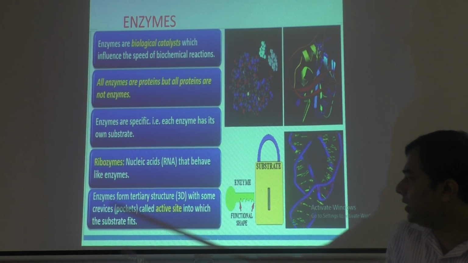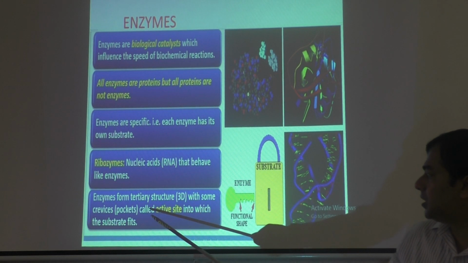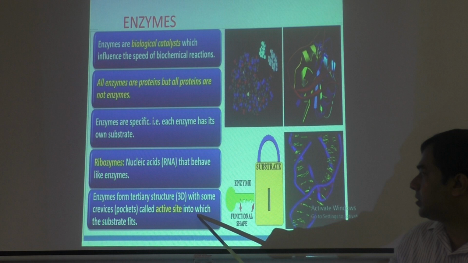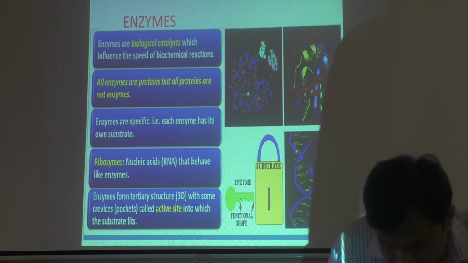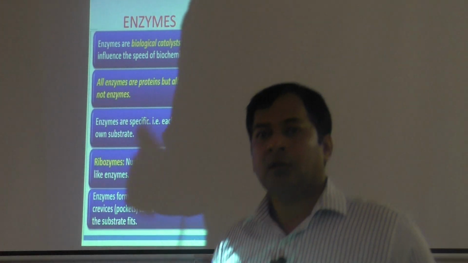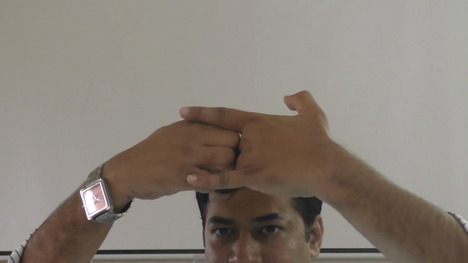Okay, so an enzyme forms a tertiary structure, 3D, with some crevices or pockets called the active site, into which the substrate fits. This I will show, what it means. Suppose this is the shape of the enzyme, then what should be the shape of the substrate? The substrate shape should be like this, then only it can bind, it can fit. Otherwise it is not possible, no?